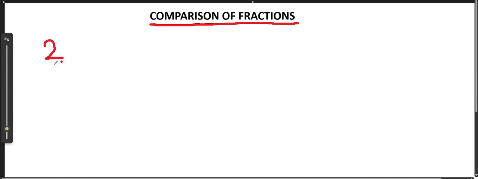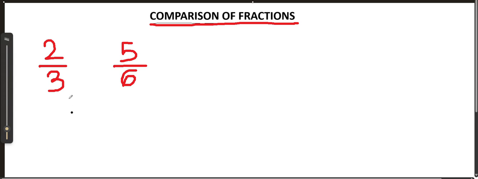I have two fractions over here. The first one is 2/3, which means there are 3 equal parts of a candy bar and I've used 2 parts out of them. The next one is 5/6, which means that there are 6 equal parts of a candy bar and I have used 5 parts out of the 6 parts. Now we are going to compare the fractions. I'm going to show you 2 different ways today in which we can compare the fractions.